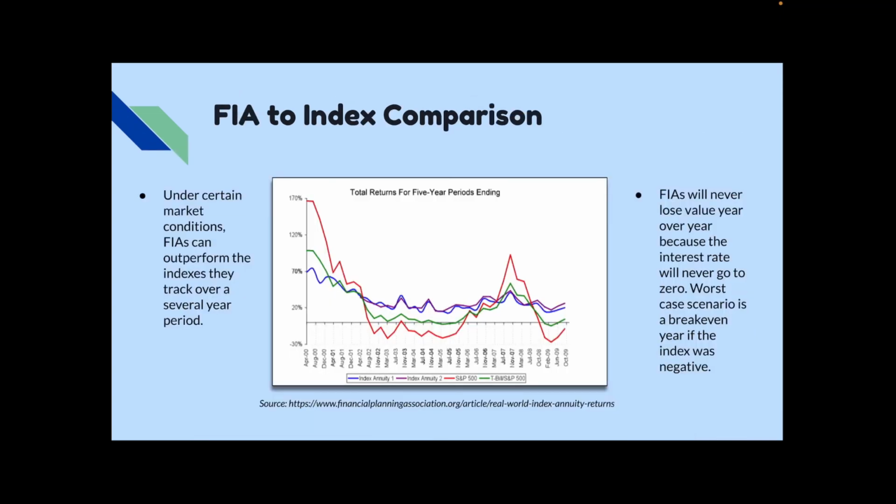This is a chart that shows the 5-year period performance of FIAs compared to traditional indexes. And you can see that in some market conditions, FIAs can actually outperform the market because the downside volatility is factored out. And for those who want a safer investment, this is obviously the way to go, because you don't want your investment to go below that zero mark. You want it to stay positive all the time.